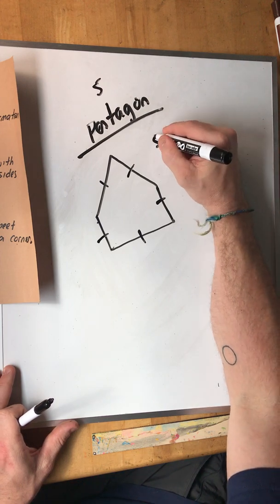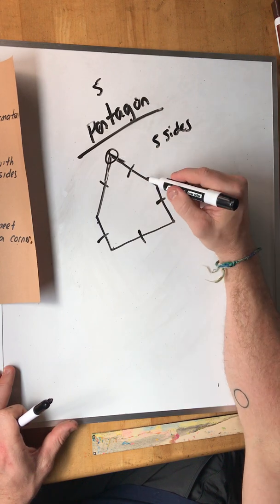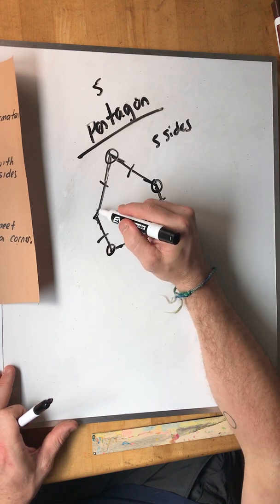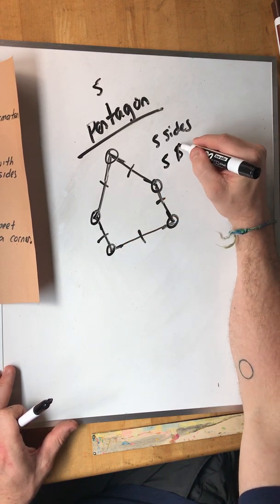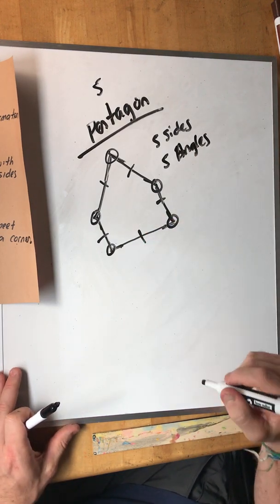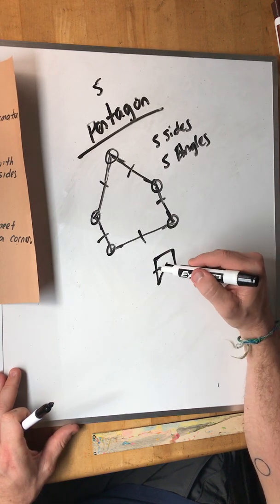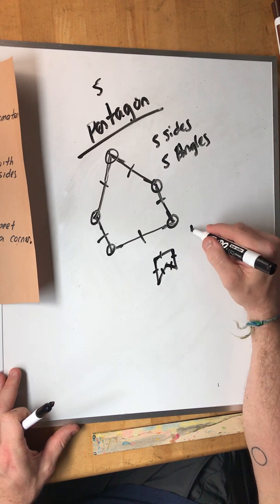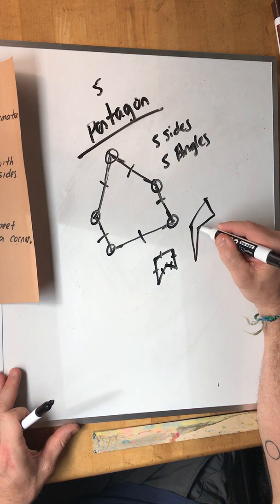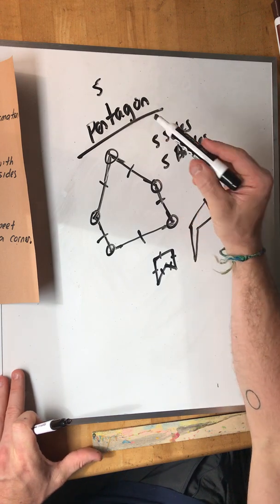Now the angles are often where the sides meet. 1, 2, 3, 4, 5 angles. And it doesn't have to look like a house. Any 5-sided shape will work. They can look very different, but as long as they have 5 sides and 5 angles, it is a pentagon.